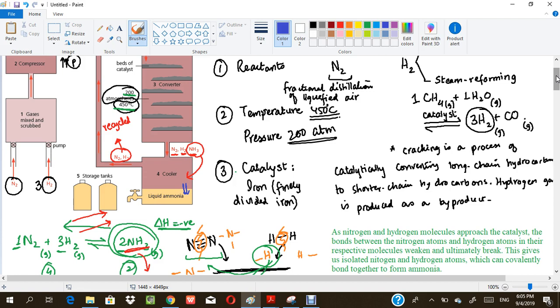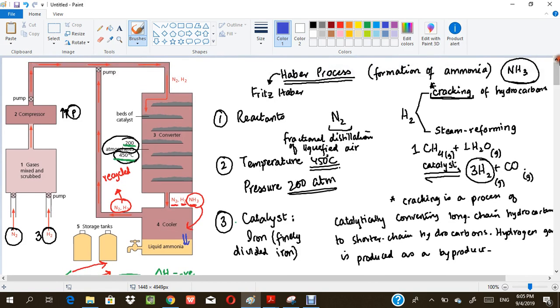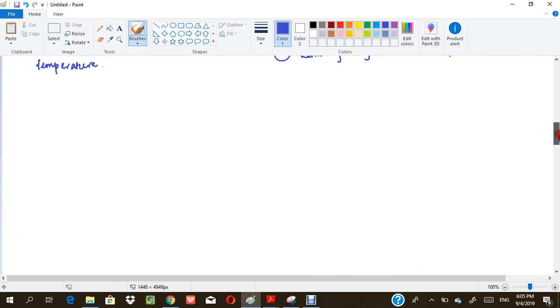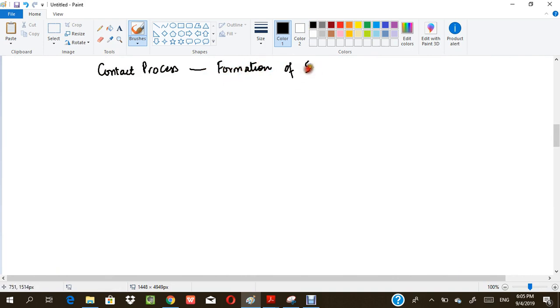So we are done with the Haber process, that is the formation of ammonia. Now let's talk about another process, that is the contact process. The contact process forms sulfuric acid.